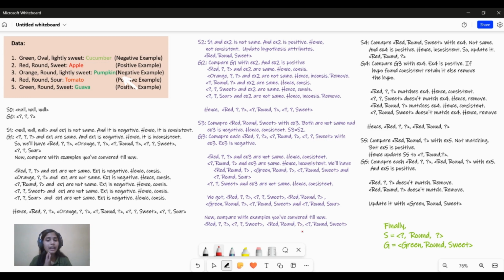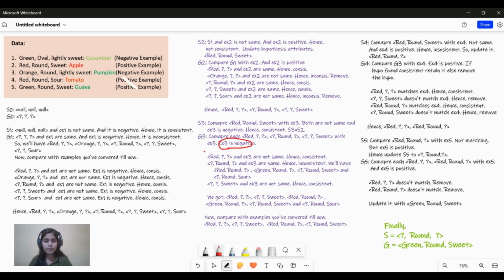So here we will observe what things we are doing when the example is negative and when the example is positive, and what more things we are doing when the hypotheses are consistent and inconsistent. So let's see that. Here with the general hypothesis, we will compare each of the attributes with example 3, and here note that example 3 is negative.